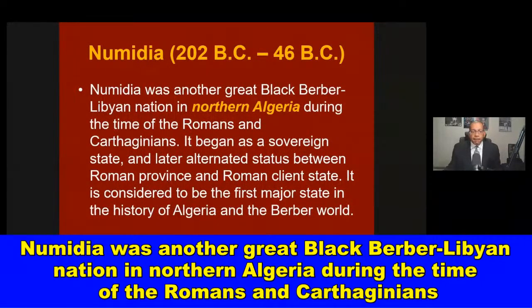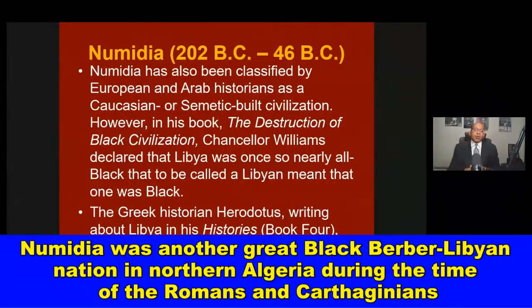All right. Now, Numidia has also been classified by European and Arab historians as a Caucasian or Semitic built civilization. However, in his book, The Destruction of Black Civilization, Dr. Chancellor Williams declared that Libya was once so nearly all black that to be called a Libyan meant that one was black.